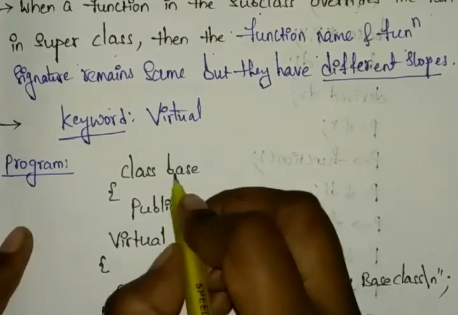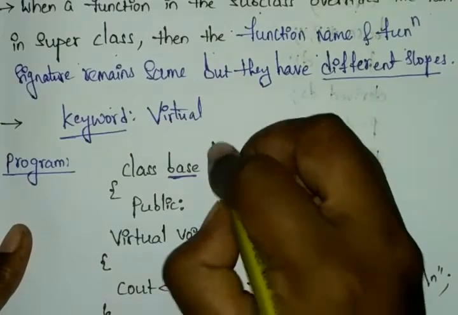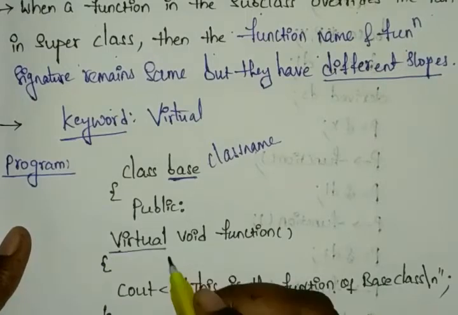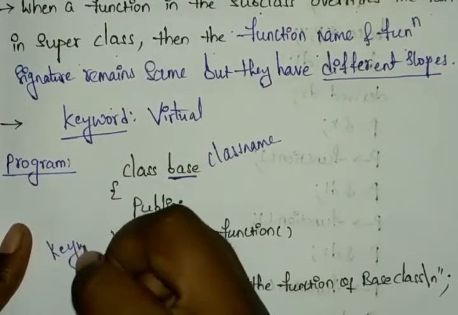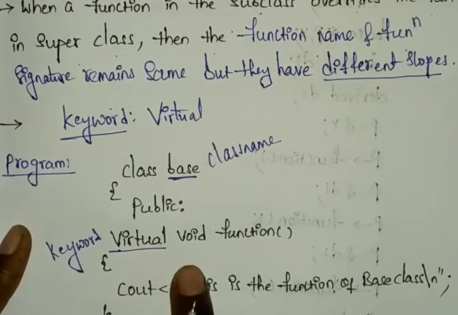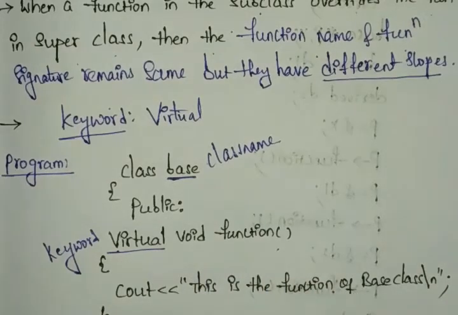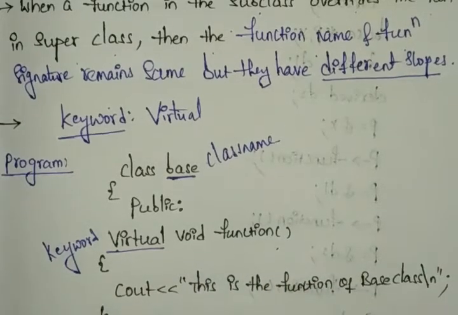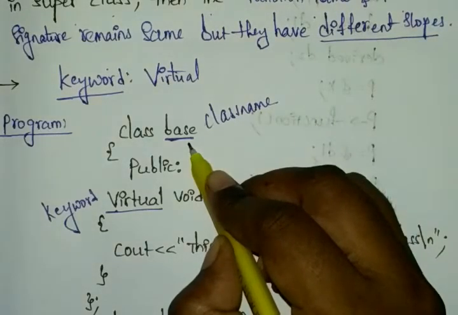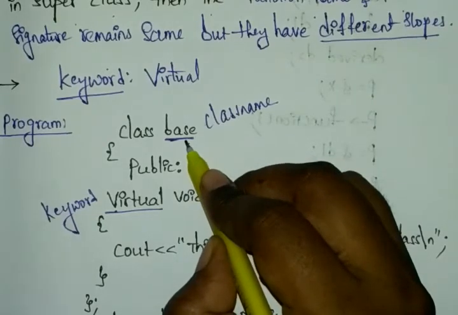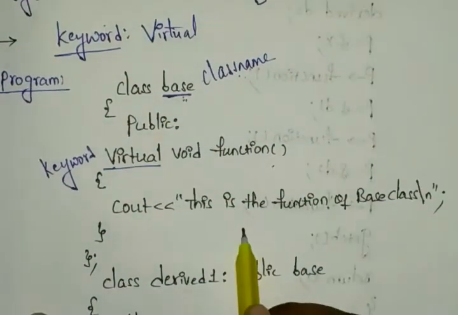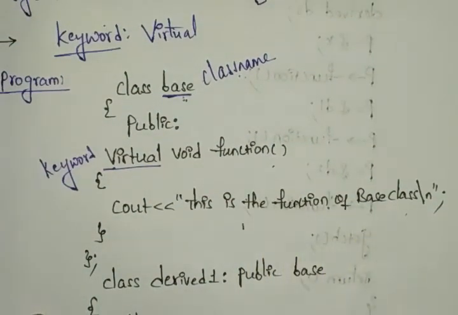You can see first I'm taking Base, this is our class name. Here we took virtual, that is the keyword. If the function is overridden, we choose the keyword virtual. Here we started our function with void function. You can clearly observe that. Next, this is the base class name, and whatever function is here is the function of the base class.